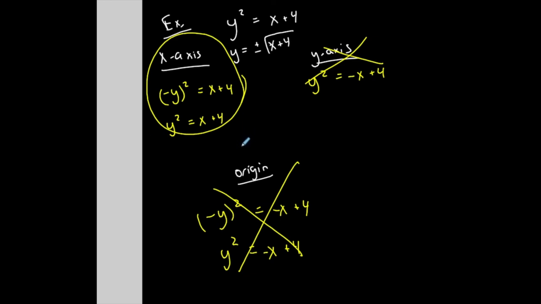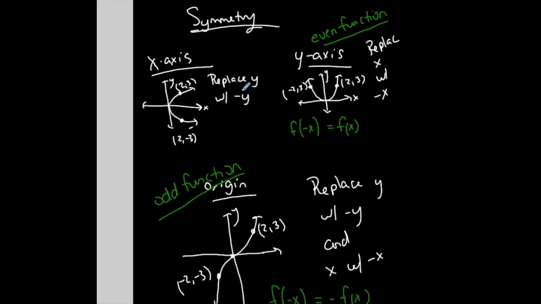Now, these are examples that I chose particularly to work under certain situations, but there are functions and equations that are symmetric to one of these, all of these, or none of these. So remember that: one of these, all of these, or none of these. There are a lot of different scenarios that can happen, but this is what it looks like to actually run your test. Remember that if I'm testing for symmetry to the x-axis, I replace y with negative y and then simplify. If I get the same thing I started with, it's symmetric to the x-axis.